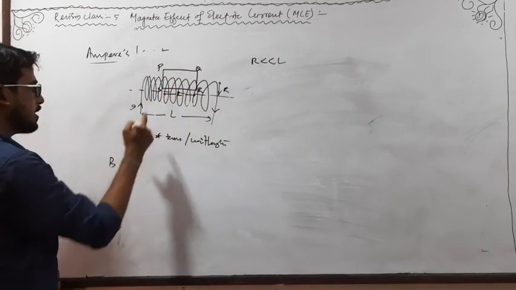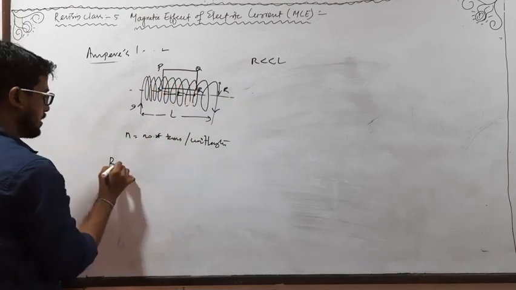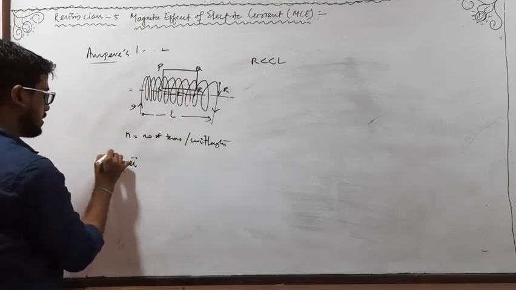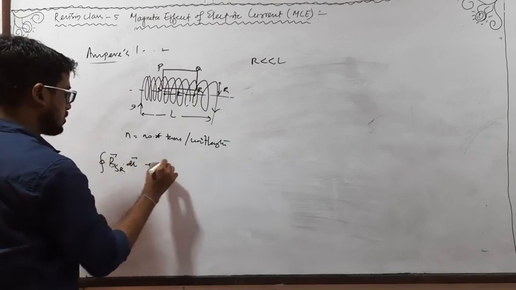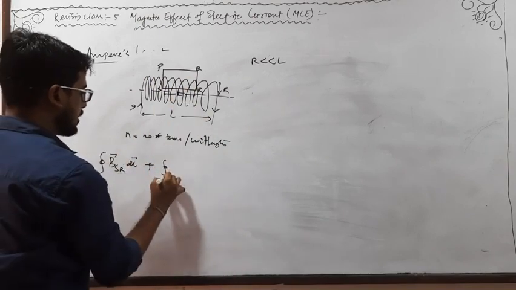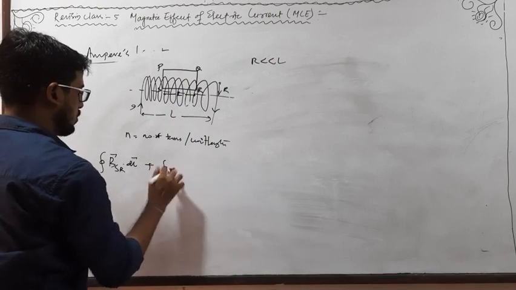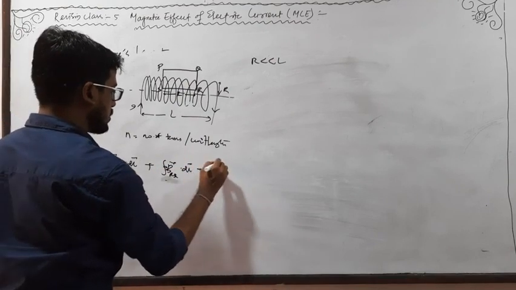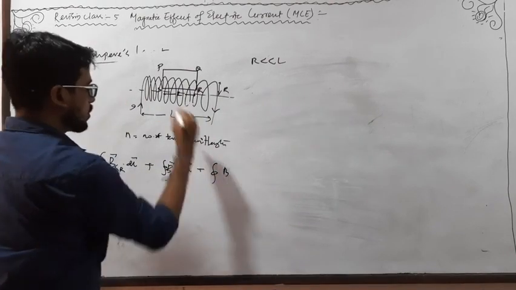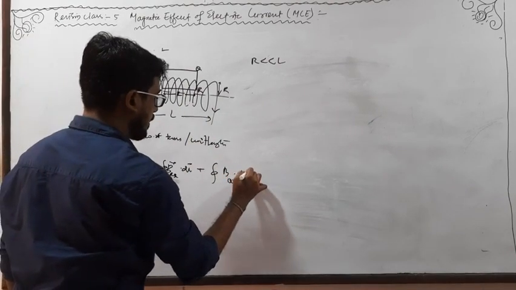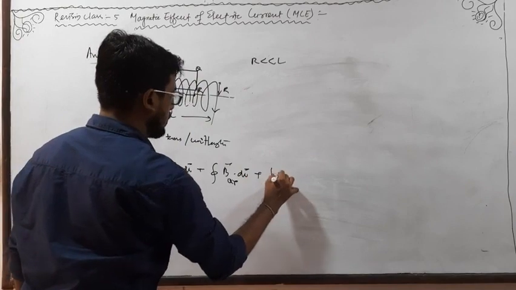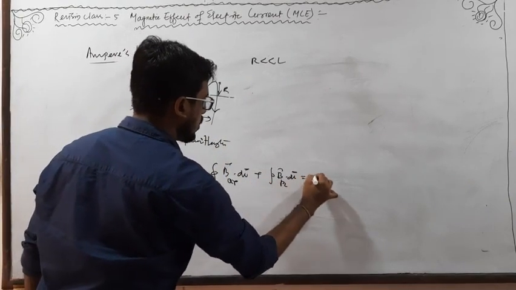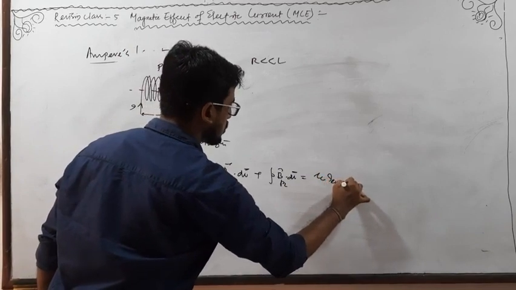So for this, closed integral of B due to segment SR dot dl, plus B due to the segment RQ dot dl, plus B due to QP dot dl, plus B due to PS dot dl will be equal to mu naught I enclosed.